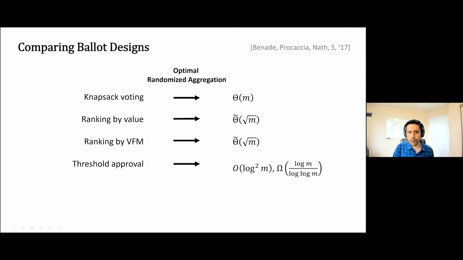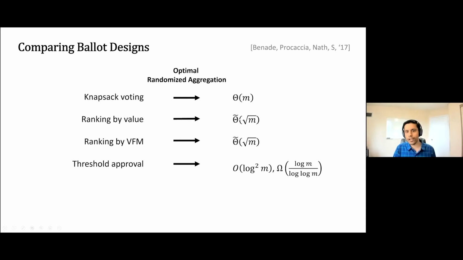So each ballot format gives you a number, and then you can compare the different ballot formats according to that number. For example, in this participatory budgeting setting, we analyze the lowest distortion that these 4 different ballot formats allow you to achieve. Knapsack voting is the worst. This theta m is what you can achieve by just selecting a single project uniformly at random. So it essentially contains no useful information if you want to maximize social welfare.